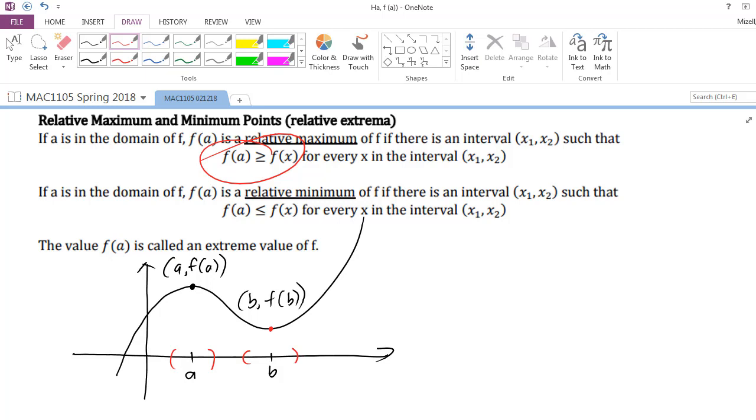These points typically occur where a function stops increasing and starts decreasing, or where it stops decreasing and starts increasing, and they help us to determine the intervals where a function's increasing or decreasing. Likewise, if we happen to know the intervals where a function's increasing or decreasing, they help us to determine where these relative extreme points lie. The y-coordinates of these points are called relative extreme values. So f of A is called a relative maximum value.